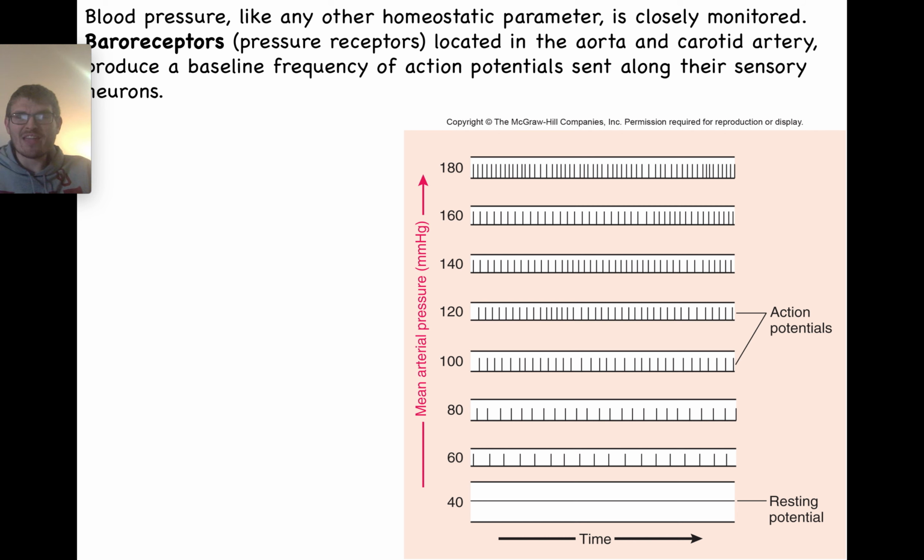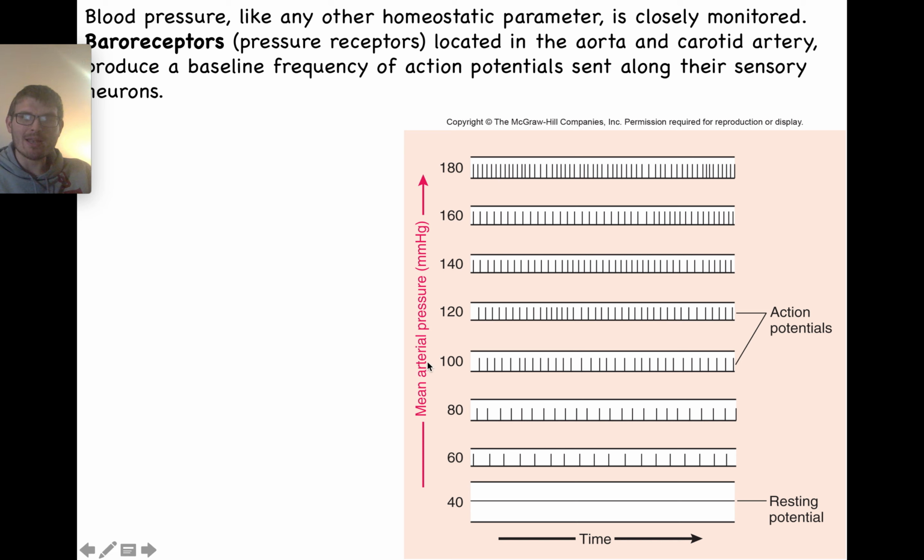The interesting thing about these sensory neurons that have these baroreceptors is that they are going to produce, even when the blood pressure is normal, a baseline frequency of action potentials. So look at our mean arterial pressure as it goes from low to very high here. Our mean arterial pressure is usually going to be somewhere between 90 and 100. So let's look at this 100 here and just treat it as our normal situation. Even when the blood pressure is normal, we produce a pretty quick frequency of action potentials.